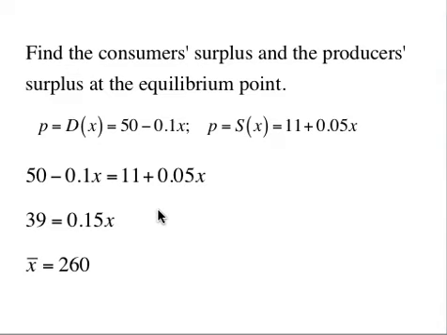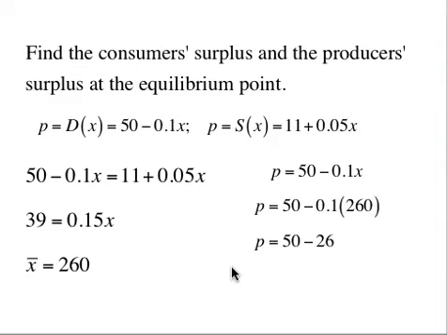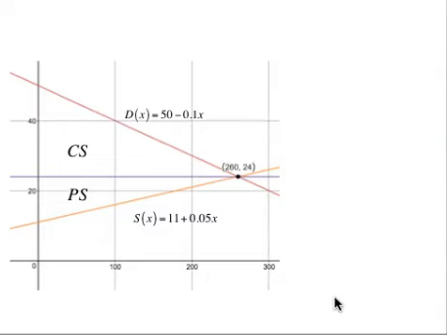The question then, what is the price? Well, we could plug this x bar into either function to get the equilibrium price. Looks like I'm using the demand equation. Plugging in 260, 50 minus 0.1 times 260 is 50 minus 26, or 24. Equilibrium demand supply is 260, equilibrium price $24. From there we want to find our consumer surplus and our producer surplus.